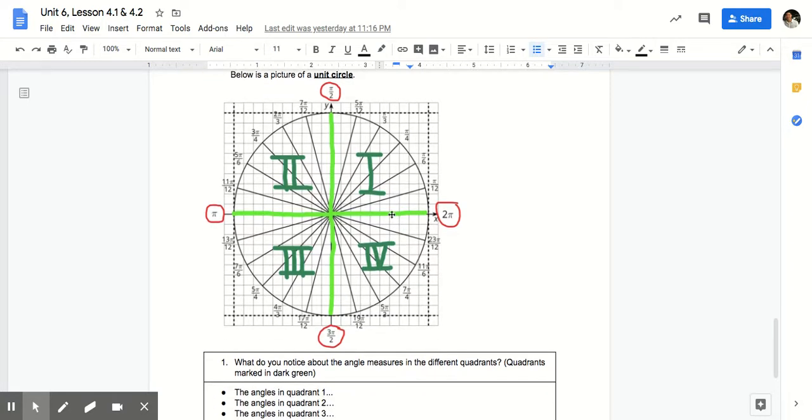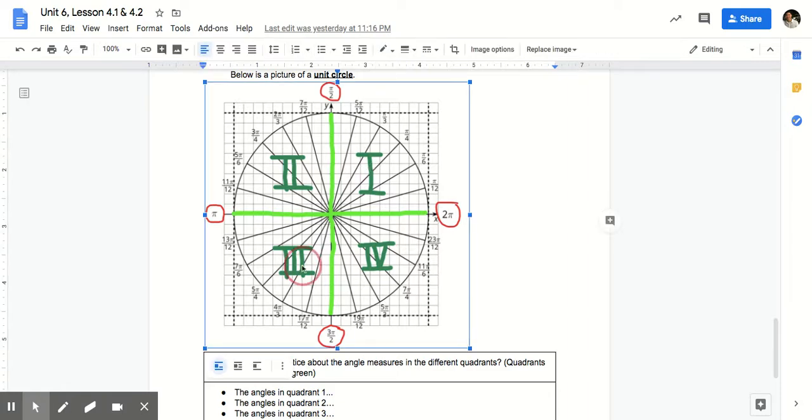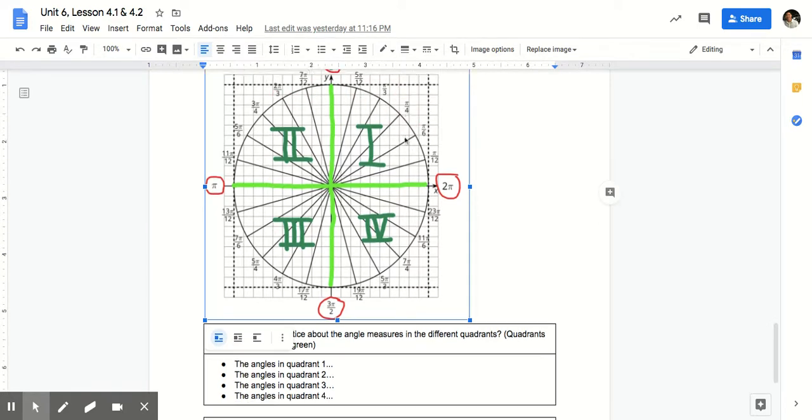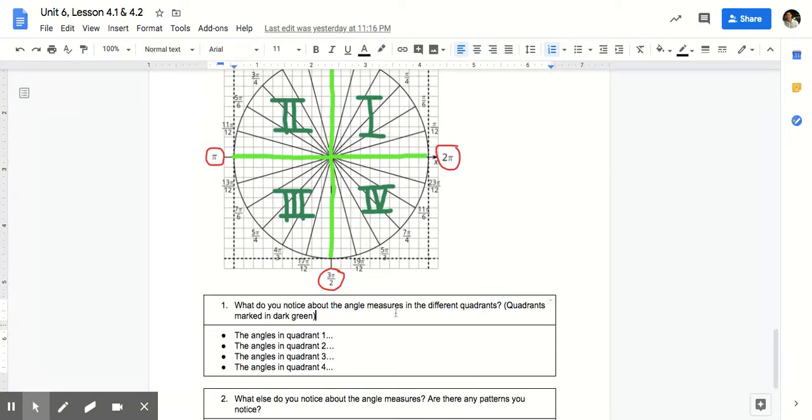Now for this activity, I identified the quadrants for you. So quadrant 1, 2, 3, and 4. And notice how it's going counterclockwise, starting with the positive x coordinates, right? So it's going 1, 2, 3, 4. I do give you specific measurements here that I circled in red, and I also give you the measurements around the circle, okay? Don't worry, you're not going to do any math in this one.